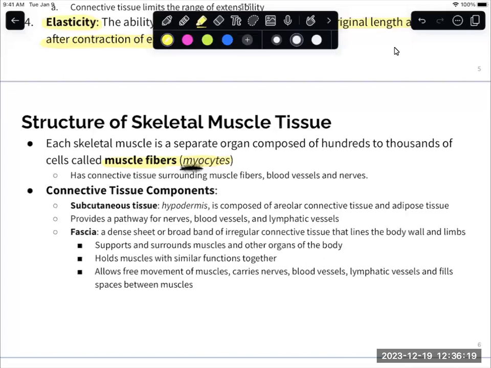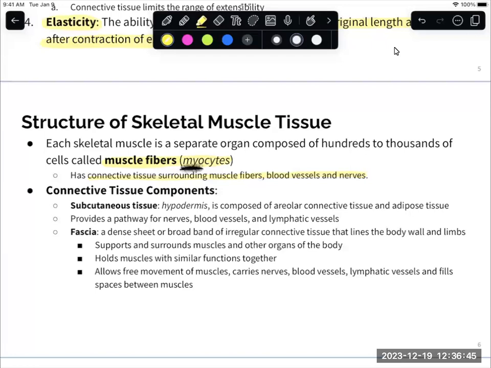All muscle, skeletal muscle, has connective tissue that's going to surround those muscle fibers. They're going to have blood vessels because they need lots of nutrients. They need lots of oxygen. They need lots of glucose. And they need nerves because these nerves are going to tell these muscles when to contract and when to relax.